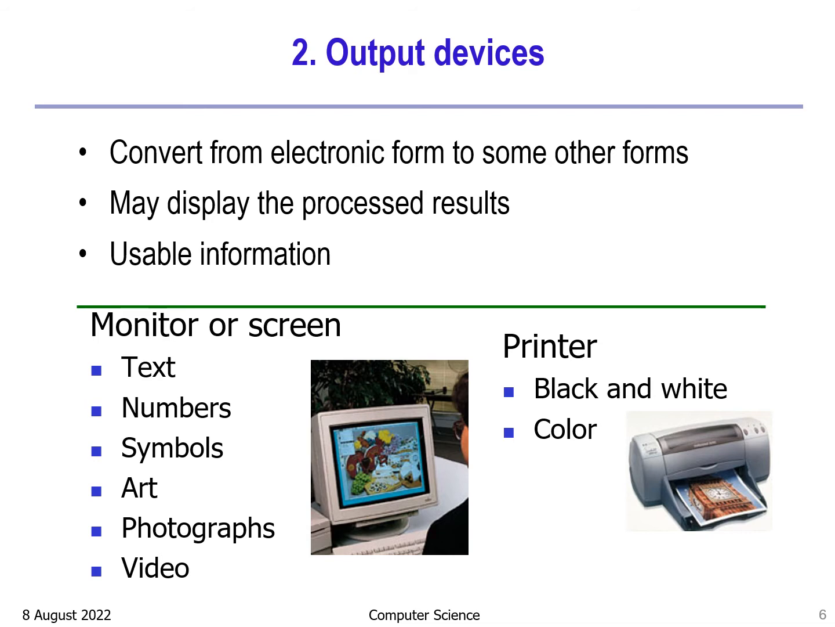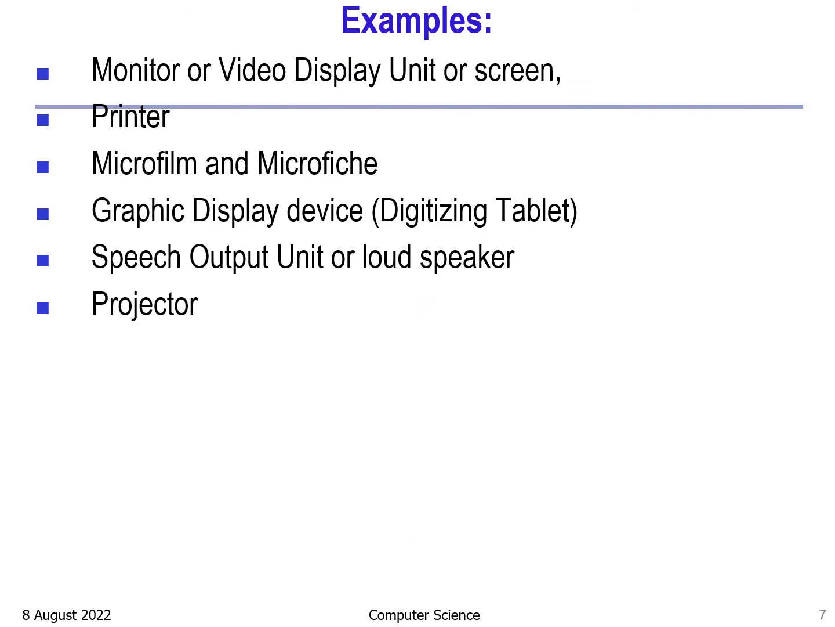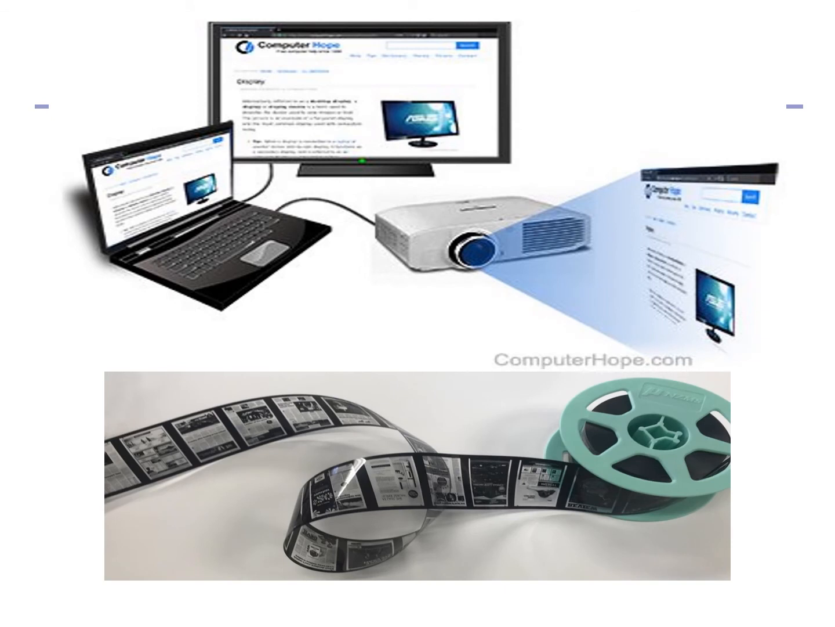So when we are talking about output devices, we have so many, like microfilm for graphic display, digital tablets, things like that, and the projector, whenever you are projecting. So those are the output devices.